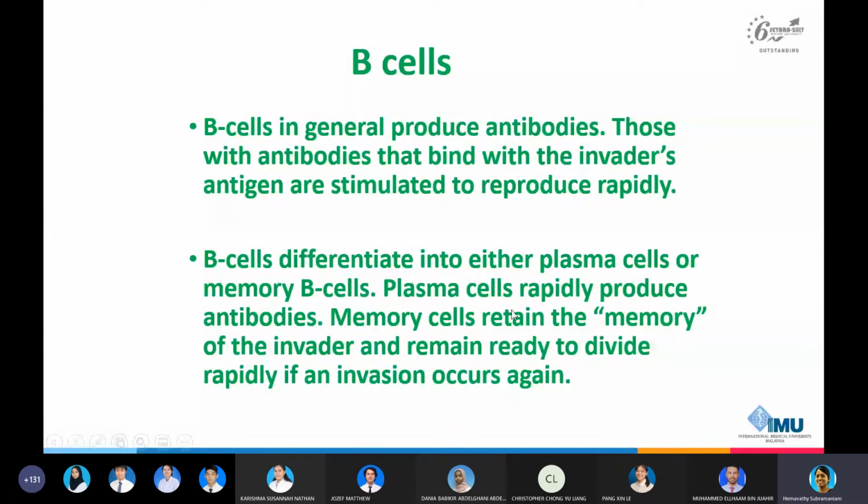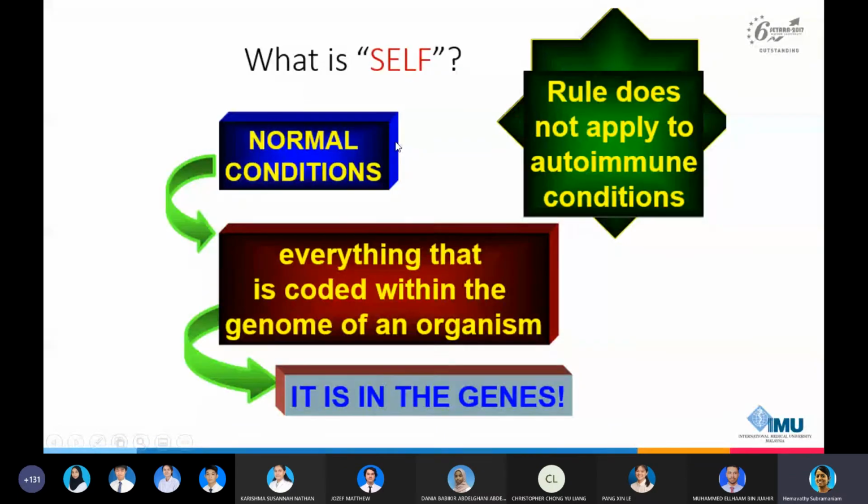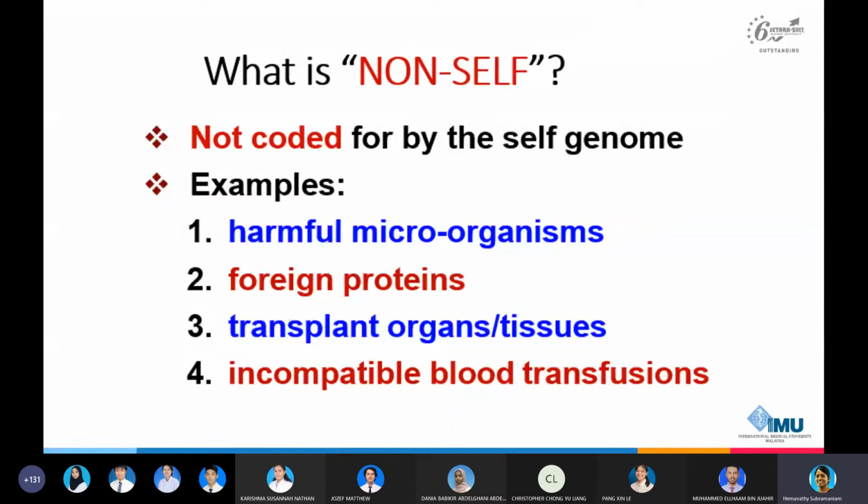Okay, this we have discussed earlier. What is self and non-self? This rule does not apply to autoimmune conditions. Everything that is encoded within the genome of that organism is self, and those that are not encoded within the genome are non-self. Examples of non-self substances: harmful microorganisms, foreign proteins, transplant organs. Incompatible blood transfusion is also categorized under non-self.